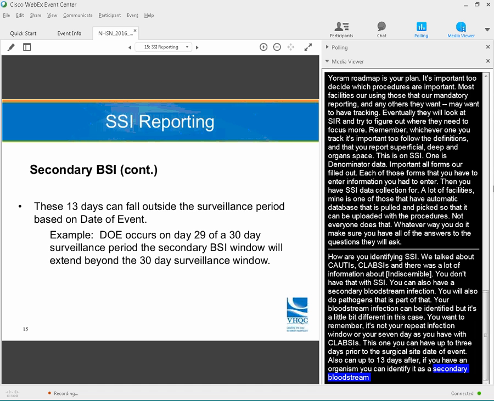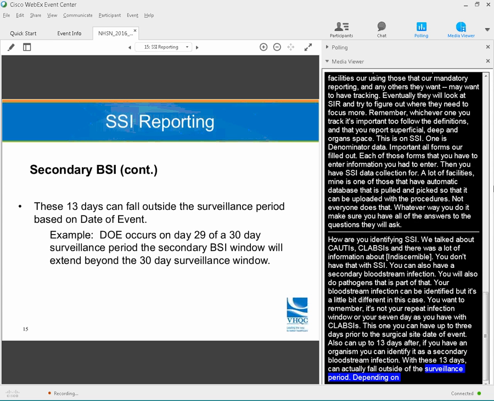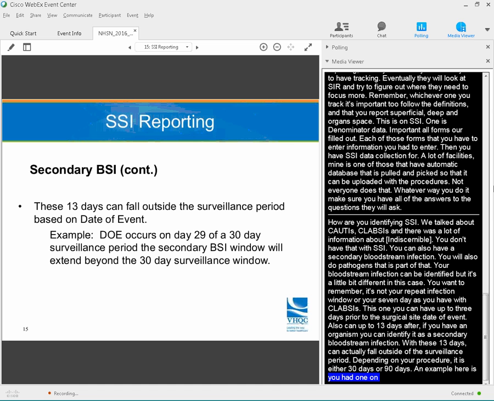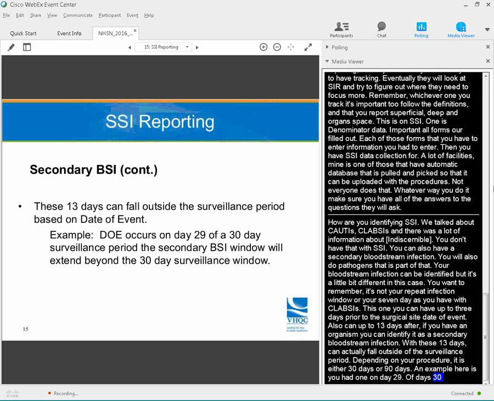You know that depending on your procedure, it's either 30 days or it's 90 days. So an example here is you had one that was on day 29 or day 30, and that was your date of event. But you actually have 13 days past that day 29 that if you identify a bloodstream infection during that time, you can count that as secondary.